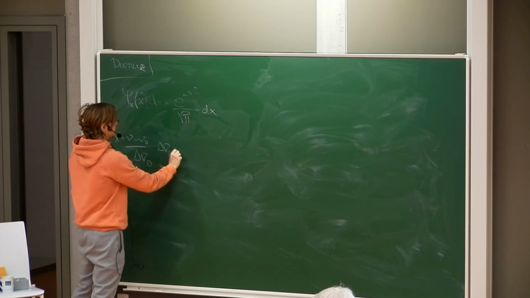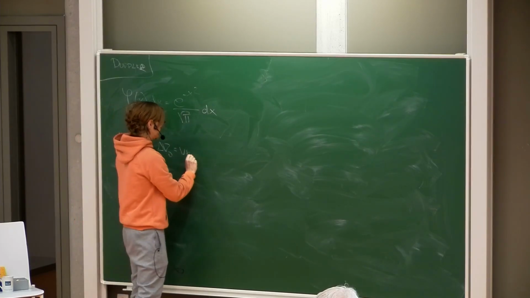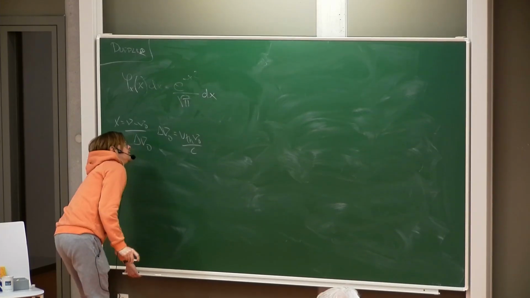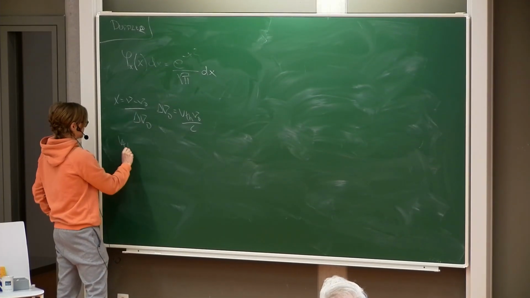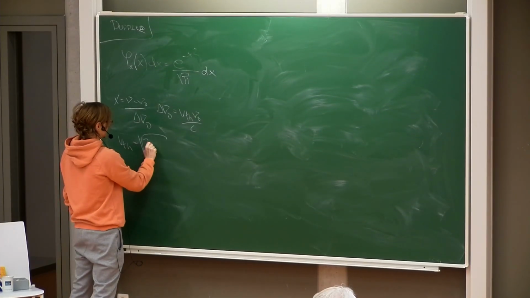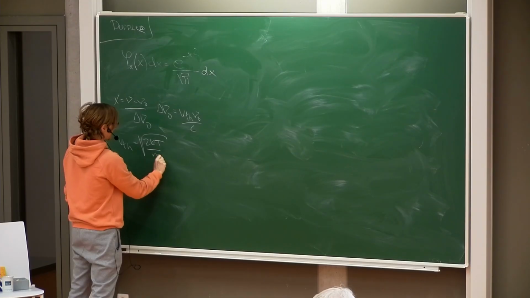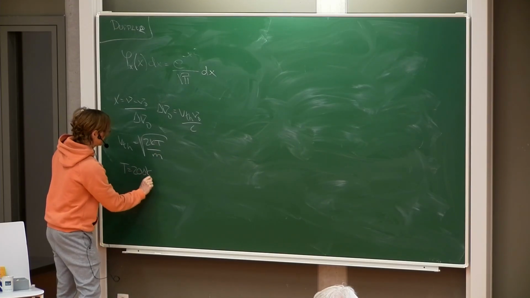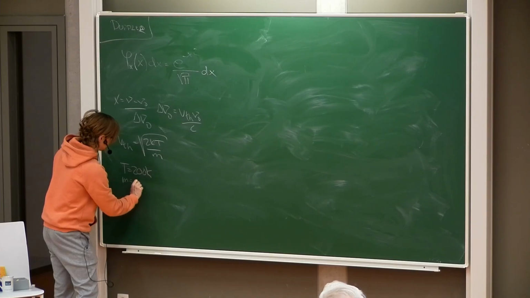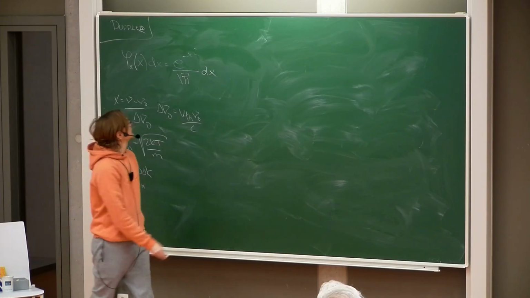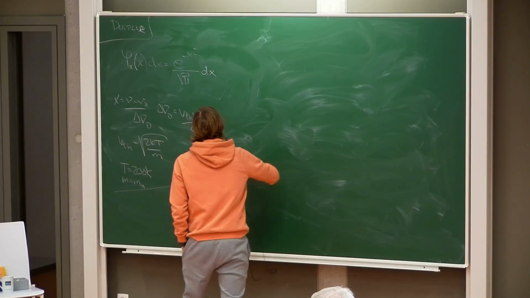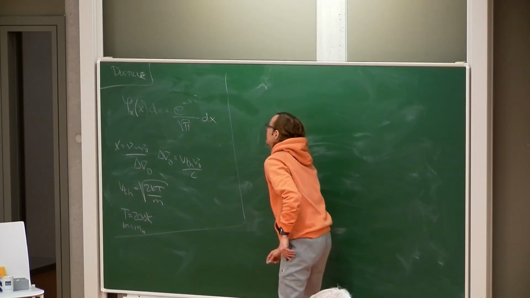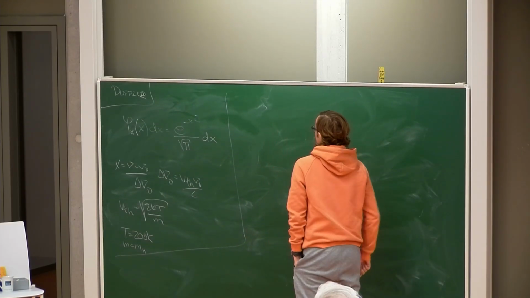Delta nu Doppler is the thermal speed times nu 0 divided by c, and our thermal speed is the square root of 2kT divided by m, where we have that T is 200 Kelvin, and m is the mass of the hydrogen atom. Okay, there's our nice setup for this. And then we're interested in the full width half maximum.